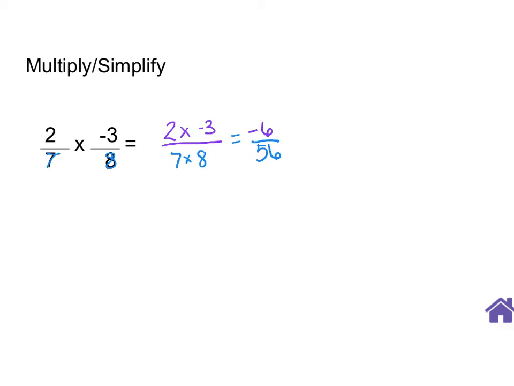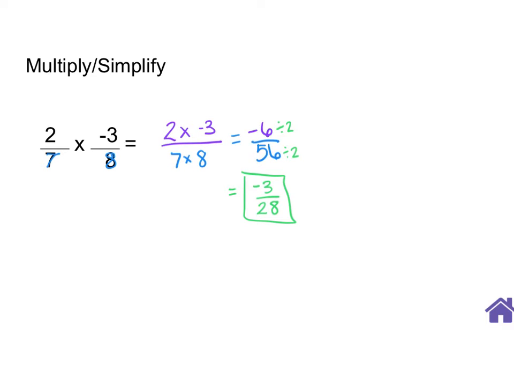So can I simplify by dividing by 2? Yes, I can. So I can divide by 2 on the top and divide by 2 on the bottom. So -6 divided by 2 is -3. And then 56 divided by 2, well, 50 divided by 2 is 25, and 6 divided by 2 is 3, so that would be 28. So I get -3/28, and that would be my final answer.